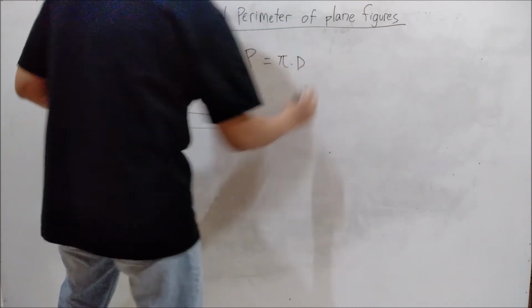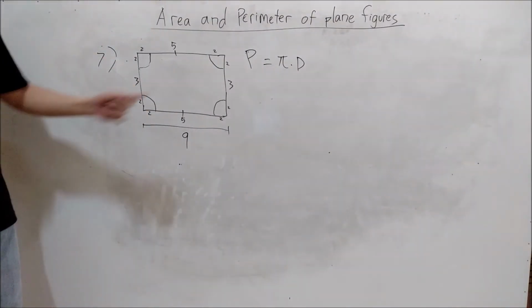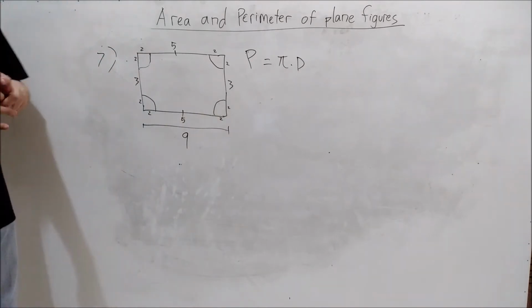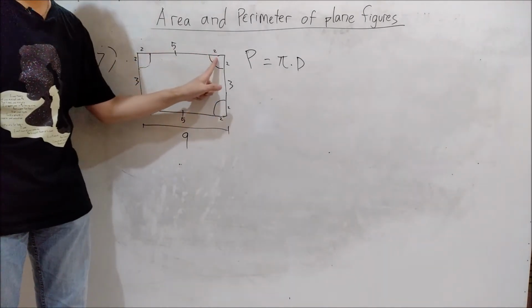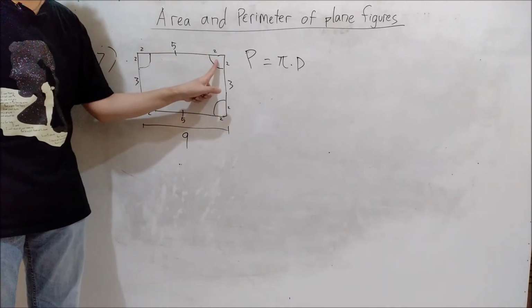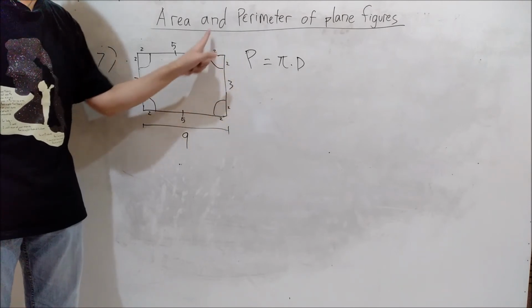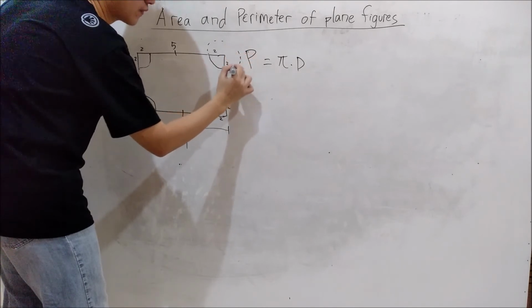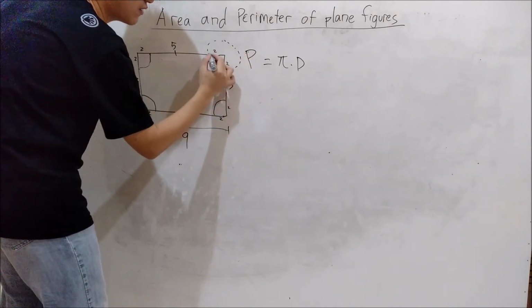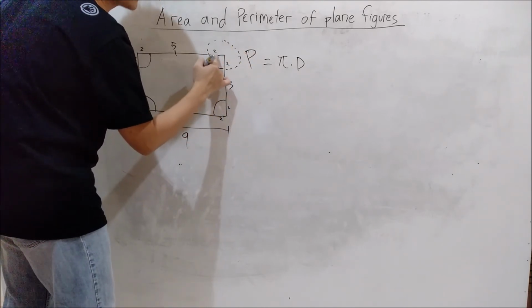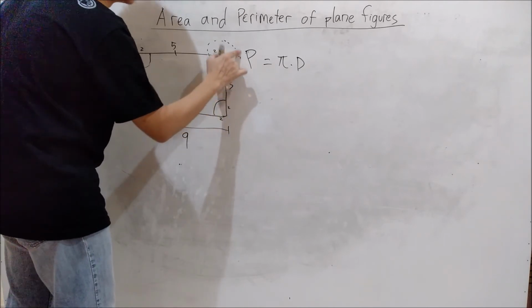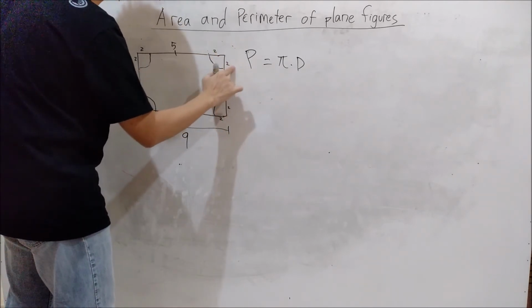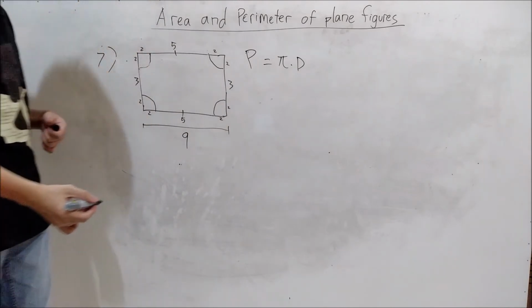Pi times d, one circle. What is the diameter? This will be the circle that we are talking about. This is only a quarter of it. So let's say that it is a full circle. Can you imagine it? The radius of the circle will be twice of this, which means 4. So later on, the diameter will be 4, okay?